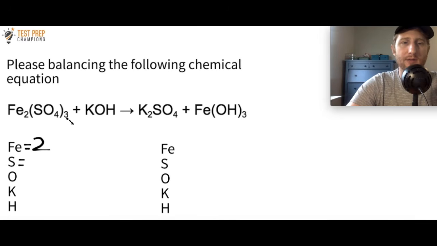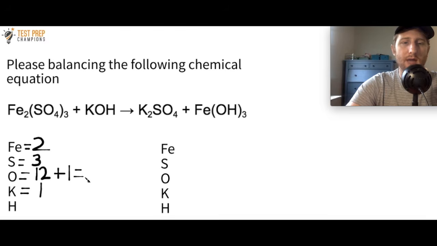Well, I have to take this little 3 that's outside of the parentheses, and I'm going to apply this 3 to both the S and also to the O. So I've got one S inside the parentheses, but I've got to multiply it by 3. So it looks like I've got 3 S's so far. Now, what about my oxygens? Well, I've got 4 oxygens in the parentheses, but I also have to apply this 3. So I do 4 times 3, so I'm starting with 12 oxygens here. So let's keep going. I've got my KOH. K is easy enough, I've got 1 K. Now, I've got another O here, so I'm going to have to add 1 O.